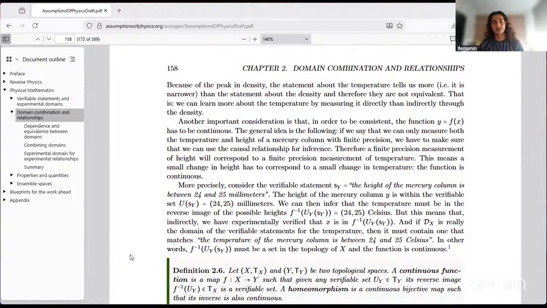Another important consideration is that in order to be consistent, the function y equals f of x has to be continuous. The general idea is the following. If we say that we can only measure both the temperature and height of mercury with finite precision, we have to make sure that we can use the causal relationship for inference. Therefore, a finite precision measurement of height will correspond to a finite precision measurement of temperature. This means a small change in height has to correspond to a small change in temperature. The function is continuous.